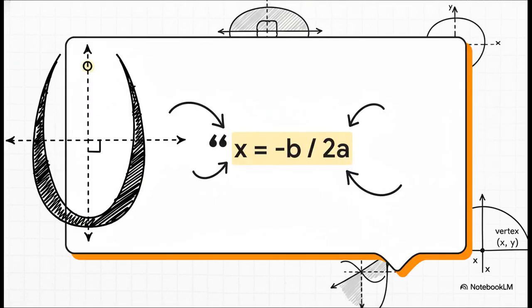And this is it. This is our golden ticket. X equals negative b divided by 2a. This little equation gives us the exact x value of the axis of symmetry, which, as we just learned, is also the x-coordinate of our vertex. This formula is the engine for this entire process.